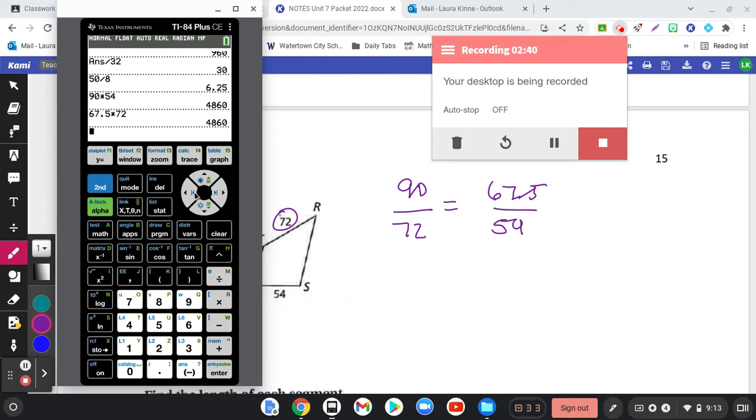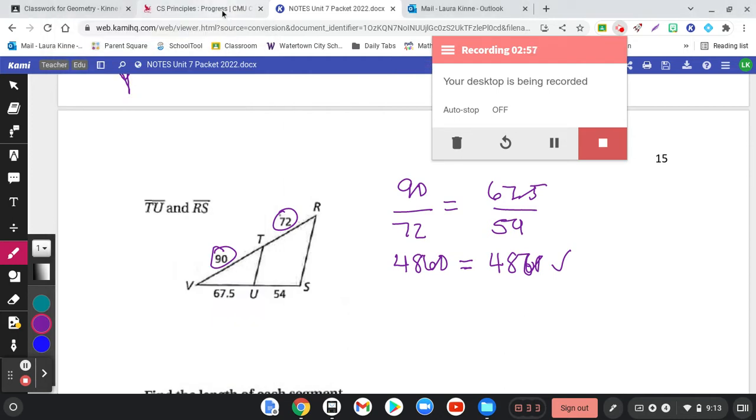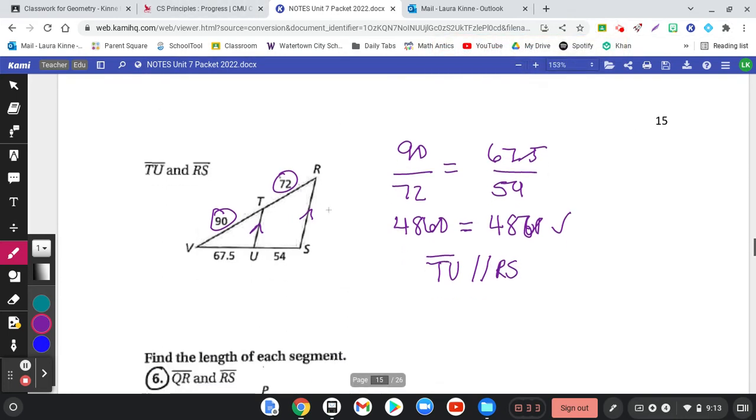So 90 times 54 gave us 4,860, and 67.5 times 72 gave us the same thing. Oh my gosh. So we thought the smartboard was bad. This is just as bad. All right, so that means TU and RS are parallel to each other because their sides are proportional. Okay.